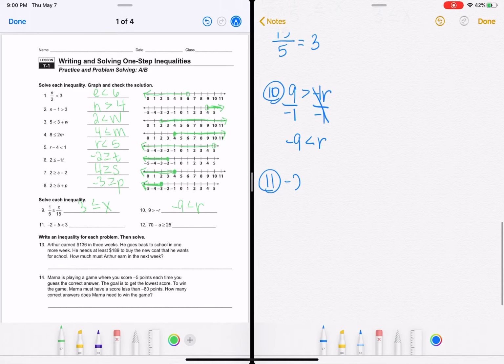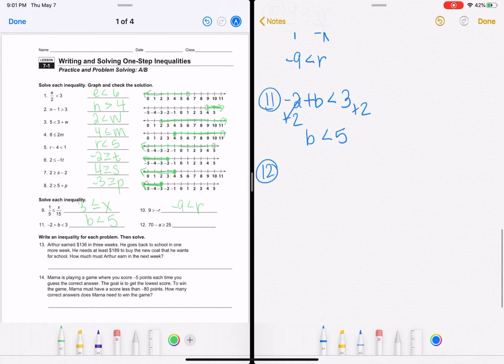Number 11, we have -2 plus b is less than 3. Since 2 is negative, we're going to add 2 to both sides. And we have b is less than 5.